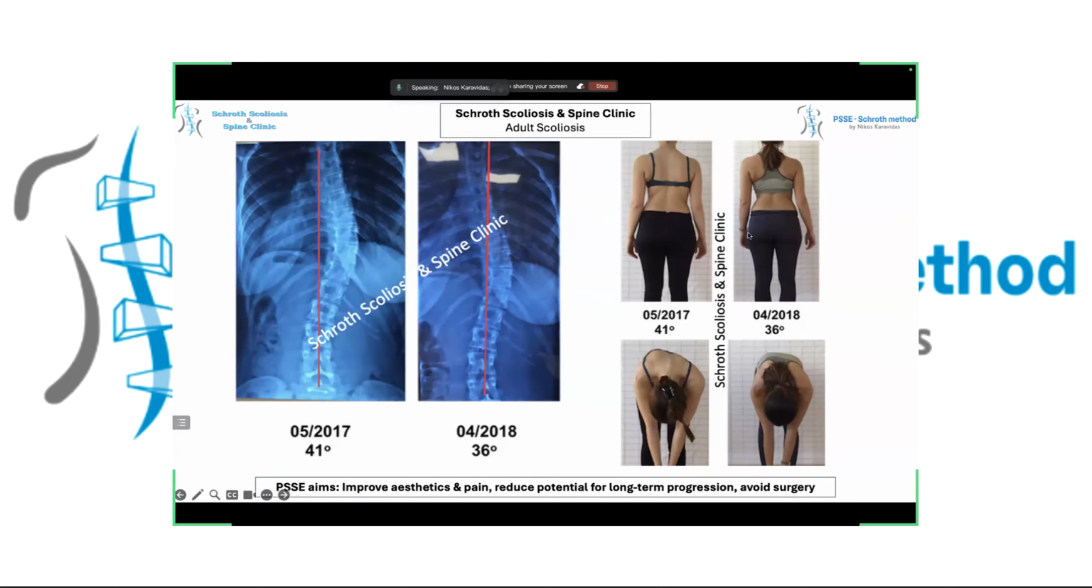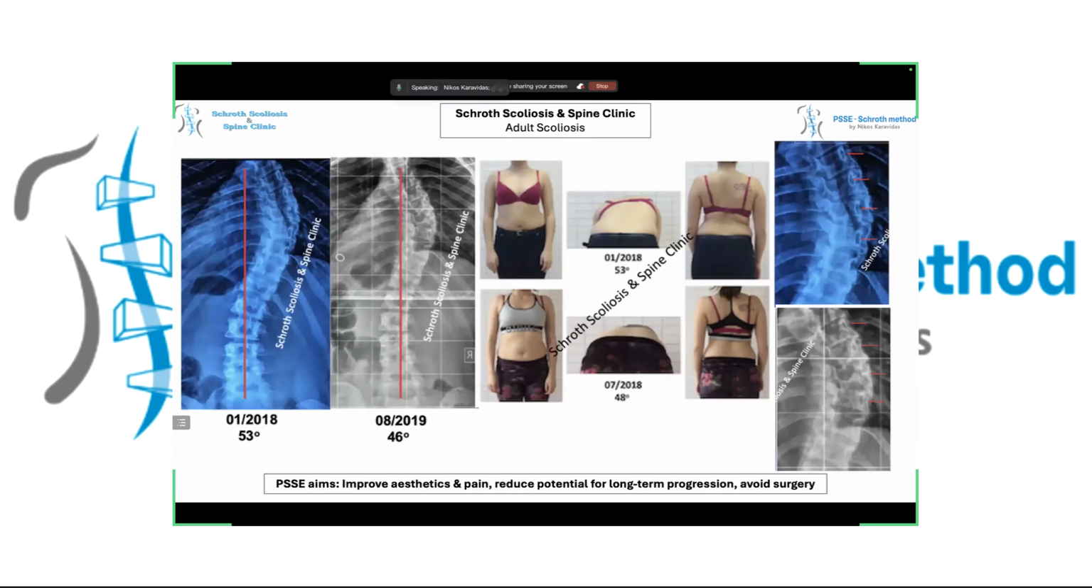And also, many times here, we have to treat pain because adult scoliosis can be many times painful. Like in this case, that she came with a lot of pain, 53 degrees of scoliosis. The doctor recommended an operation. We did only exercises. We reduced the curve to 46 degrees, and we also got reduction of the pain, improvement of aesthetics, and avoiding an operation for her.